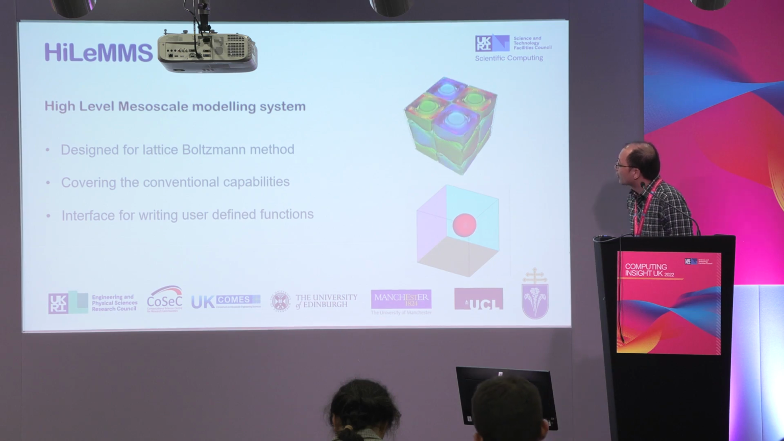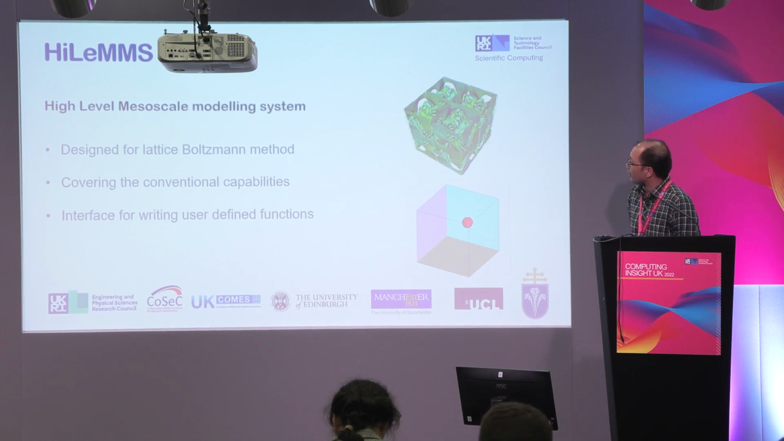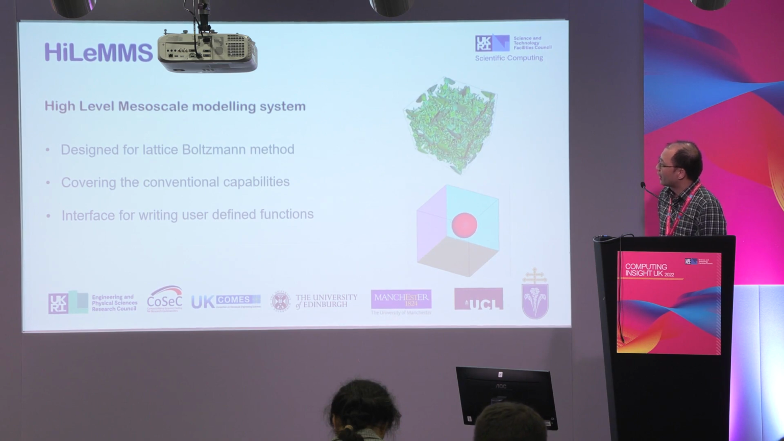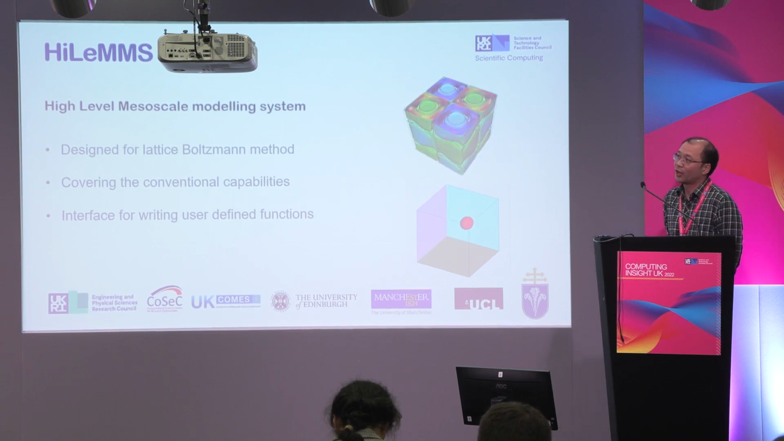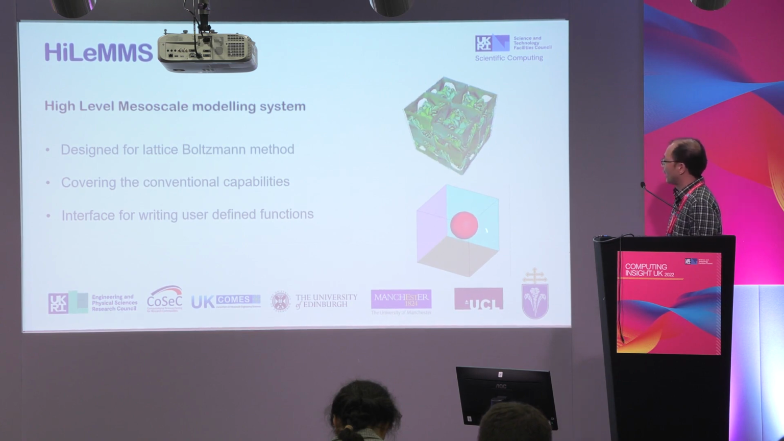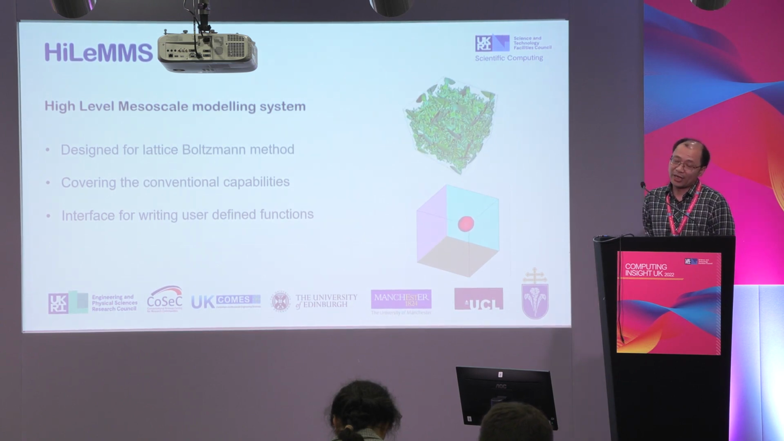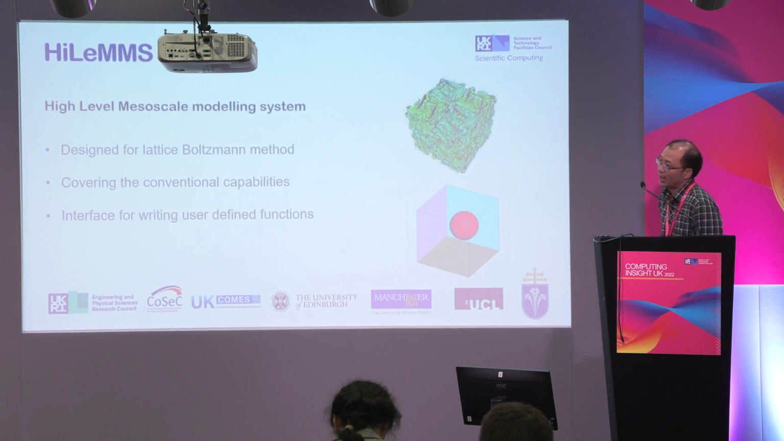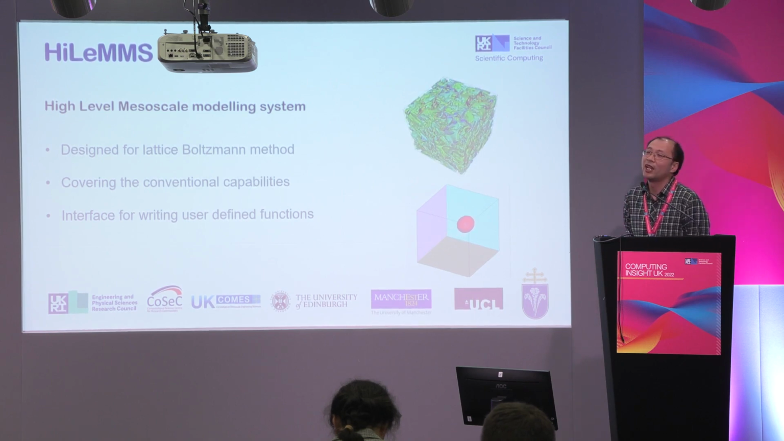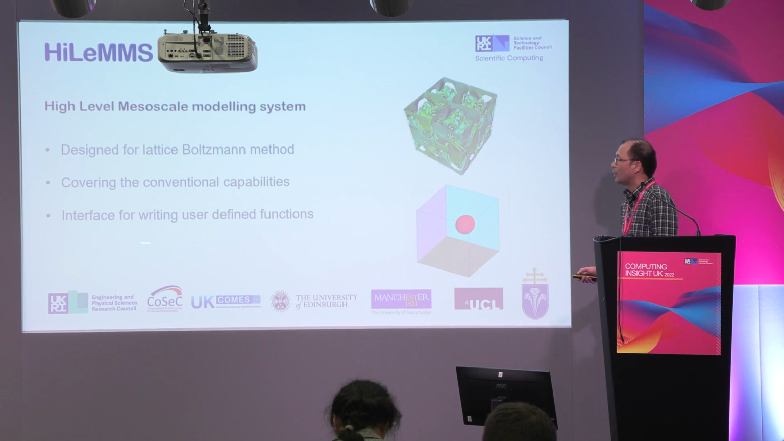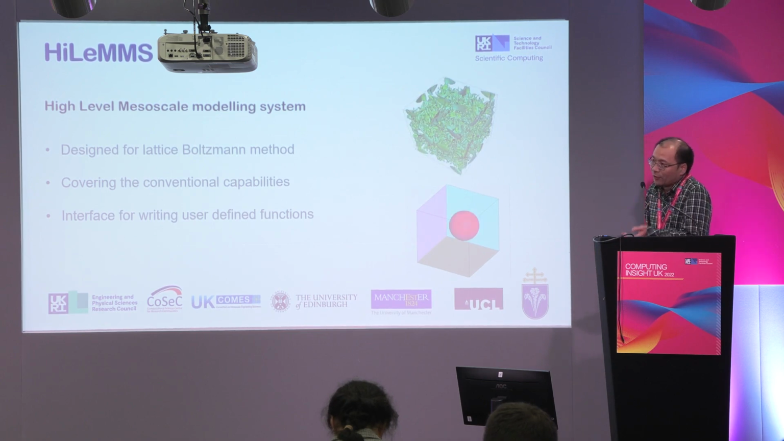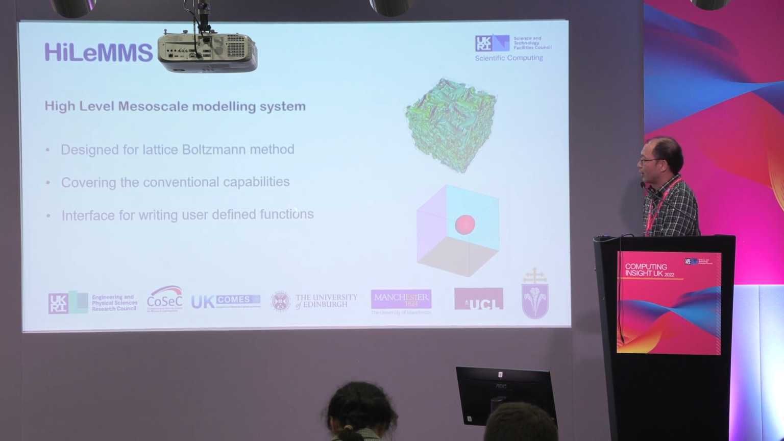The next code is one that we are leading the development of, and this system is designed for explicit methods. It covers quite a bit of the conventional capabilities, like single-phase flow and multi-phase flow, with an example here of a cavitation bubble collapse. As I said, this kind of method is quite good for investigating such detailed phenomena. To help users write their own code for their research, we also have interfaces for writing user-defined functions.